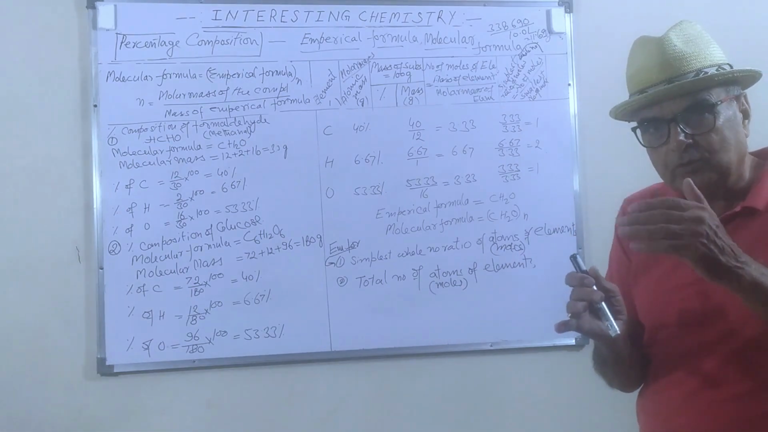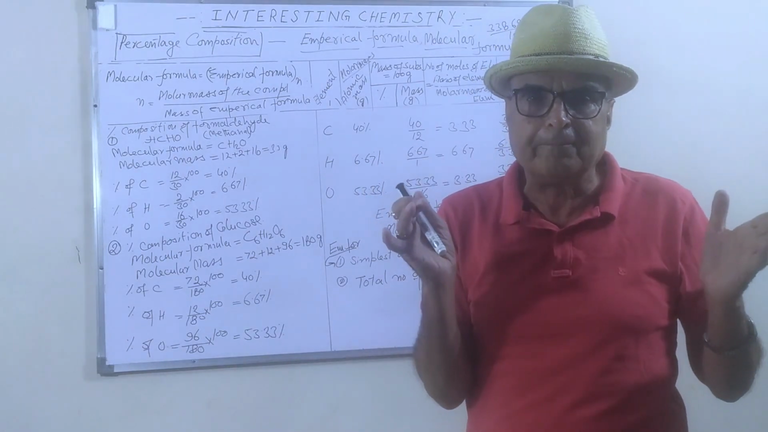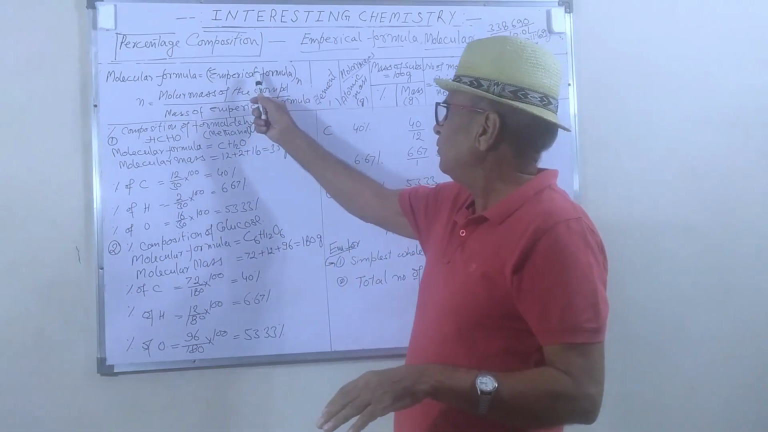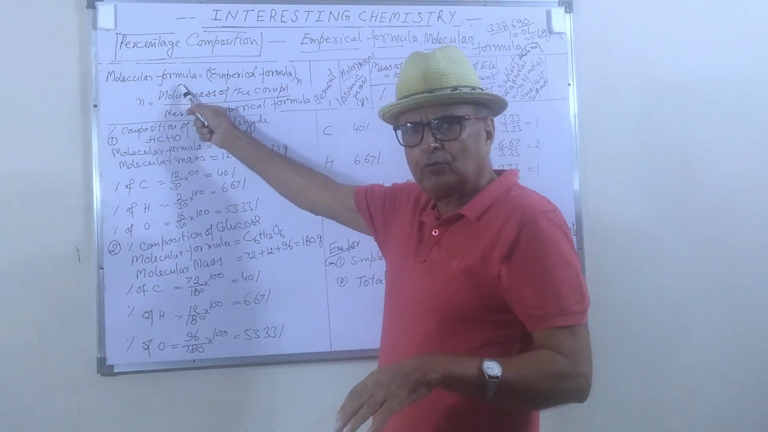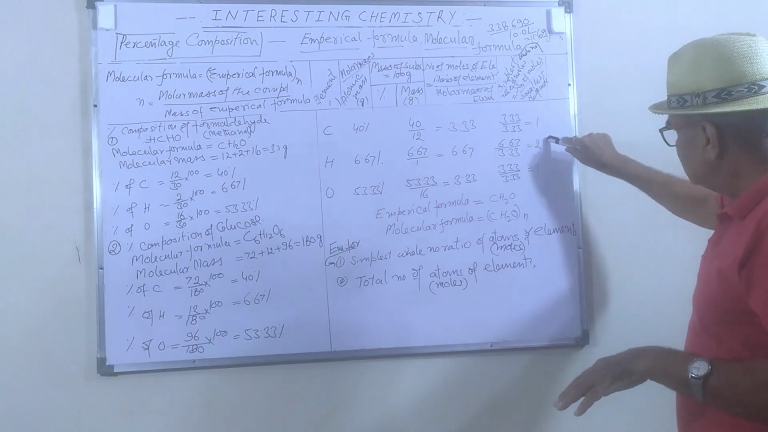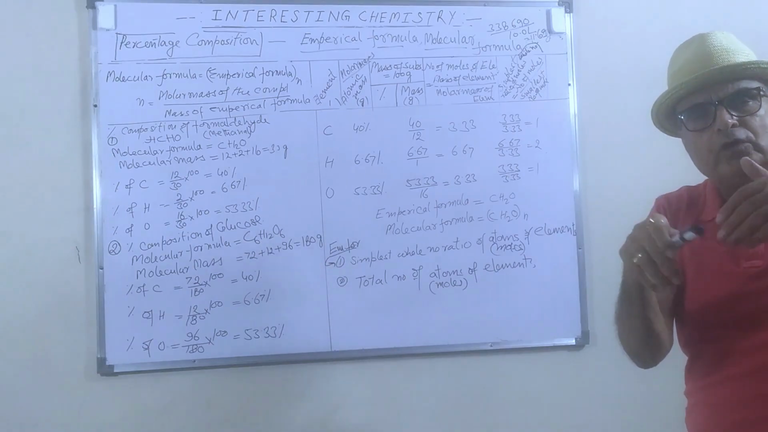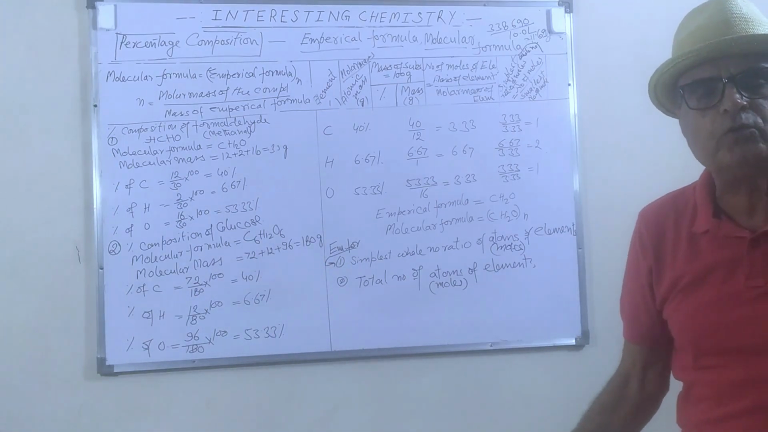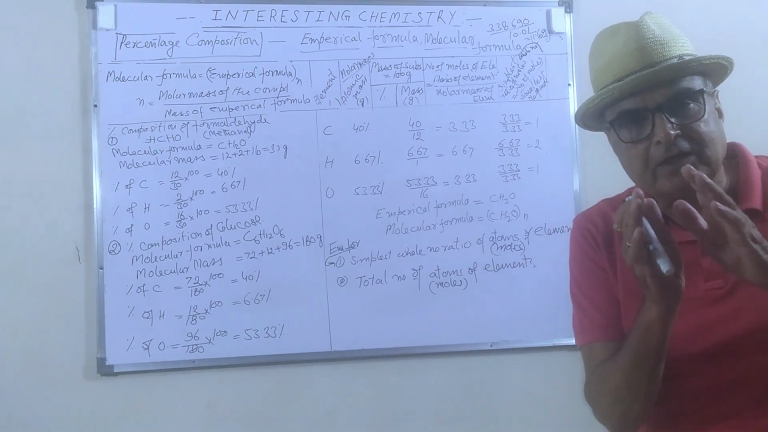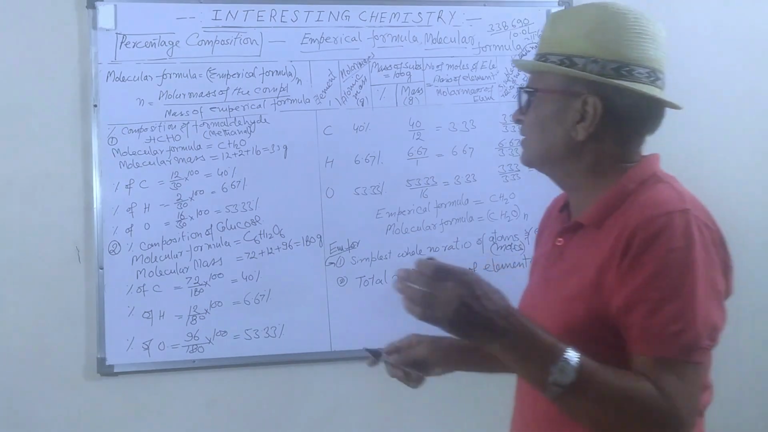Now, what is the need of this empirical formula? In inorganic compounds, the empirical formula is generally equal to the molecular formula. The ratio that shows the empirical formula is equal to the molecular formula, as I explained to you in calcium carbonate. But now I am giving examples of organic compounds.